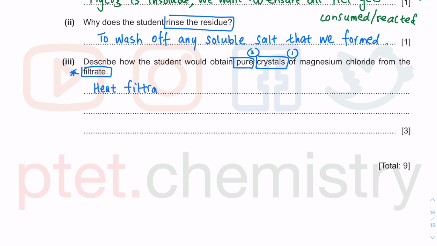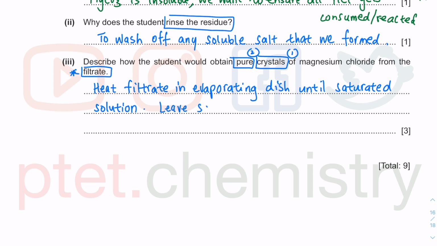We heat the filtrate in an evaporating dish, and we heat it until it is saturated. Saturated meaning it's got the maximum amount of solute dissolved in a fixed amount of solvent at a particular temperature, and then we leave the saturated solution to cool. So it is a solution with no solid whatsoever. As we leave it to cool, crystals will form. As you form them, the crystals are solid.